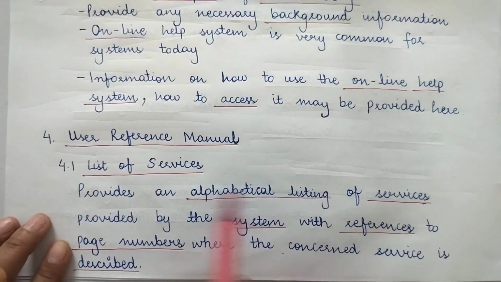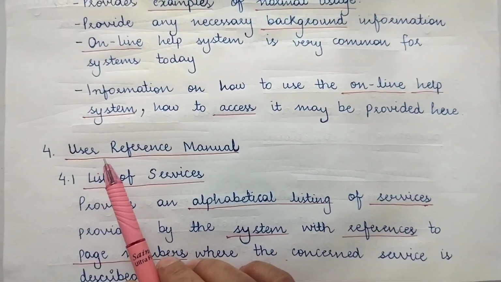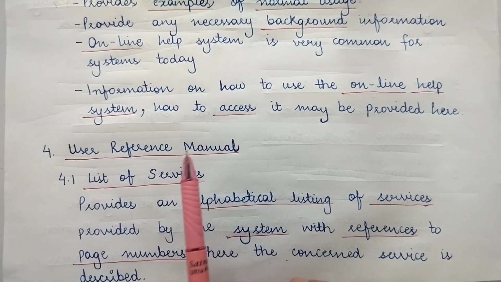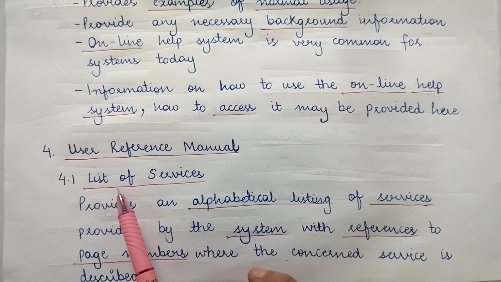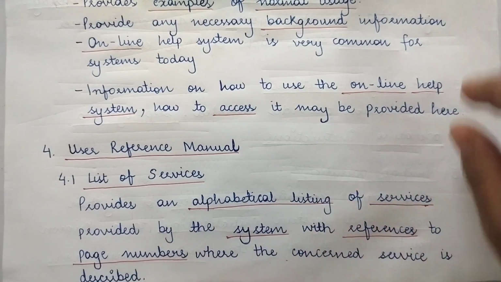The fourth section of the user manual is the user reference manual. Now within this user reference manual, you have a subsection called list of services. This subsection, which is the list of services, provides you with an alphabetical listing of all the services that are provided by the system. That would be given in an alphabetical manner with references to the page numbers.